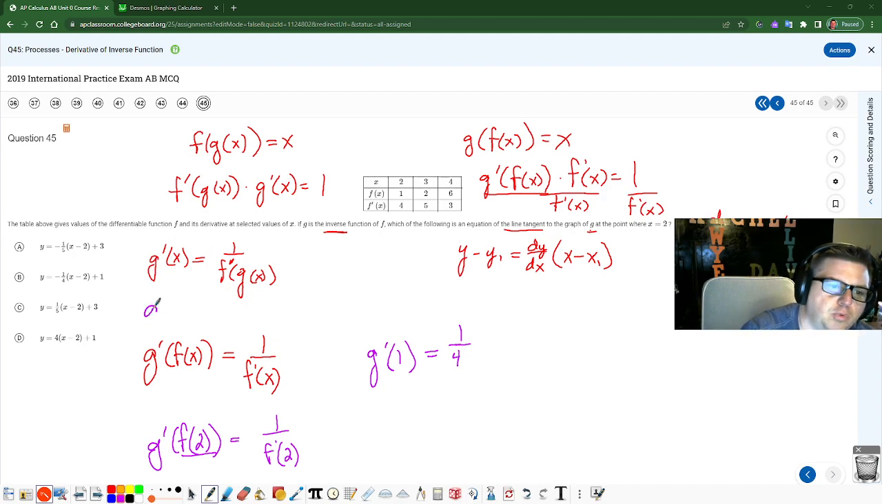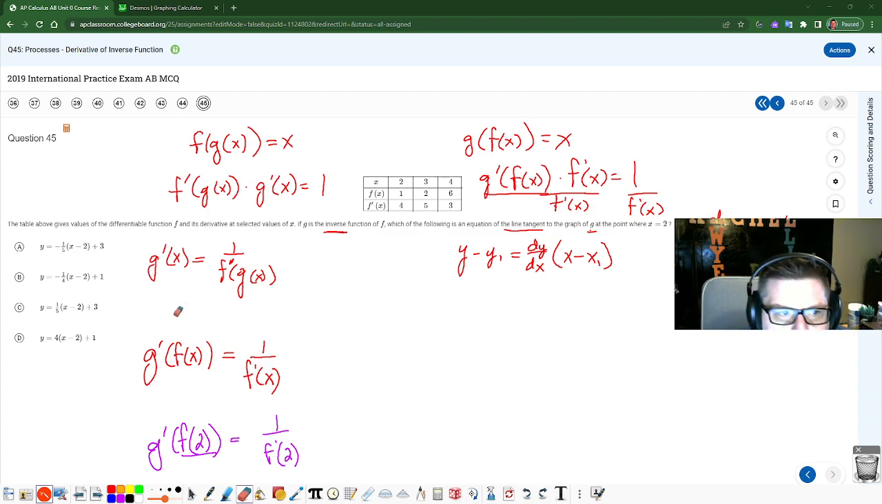So g prime. The table above gives the values of differentiable function f and its derivative at selected points of x. If g is the inverse function of f, which of the following is the equation?